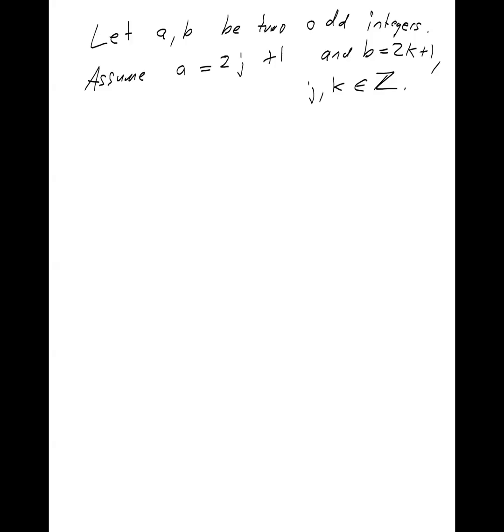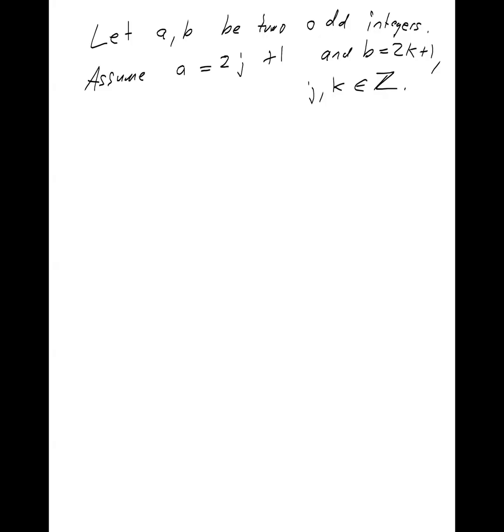Because although you can assume that any odd integer is in the form of 2 something plus 1, you can't assume that both integers are equal to the same value of 2 something plus 1. Because we don't know if A and B are equal to each other, right? So that's why we have to use 2J plus 1 for one of them and 2K plus 1 for the other one.